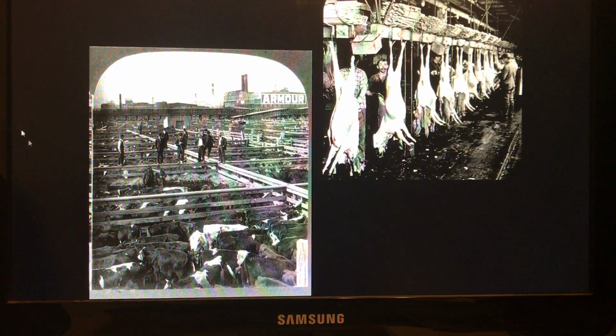Okay, we have cattle, and then I can't tell if these are sheep or something like that. But yeah, this is how cows were kept. Armour Meats, this company in the background here, was a very huge name in meatpacking and processing for many, many decades. I don't think it's around today.